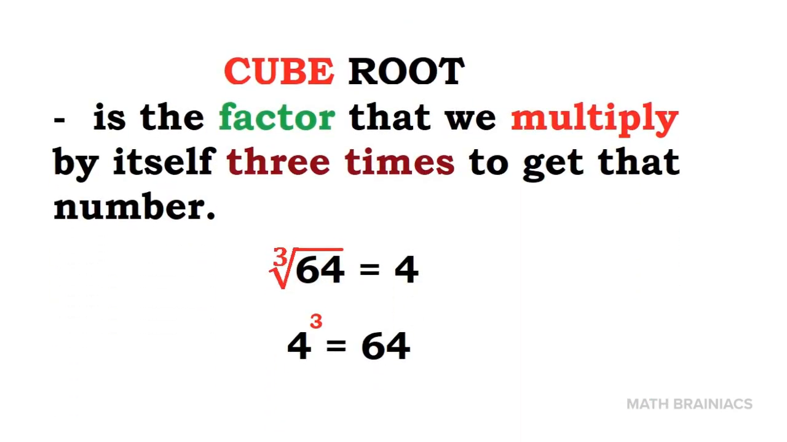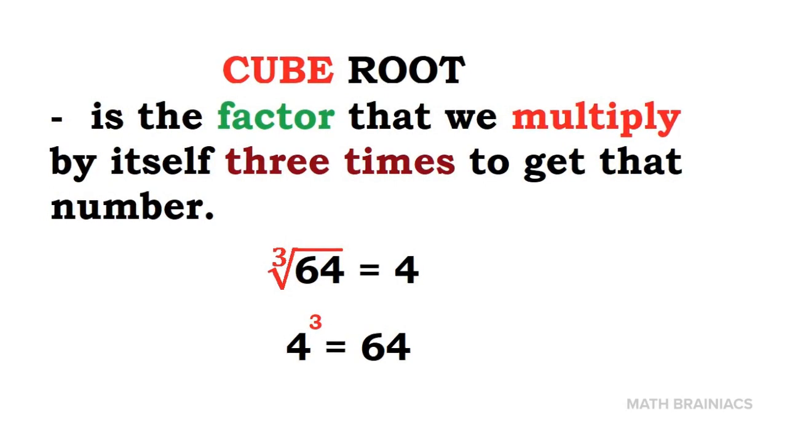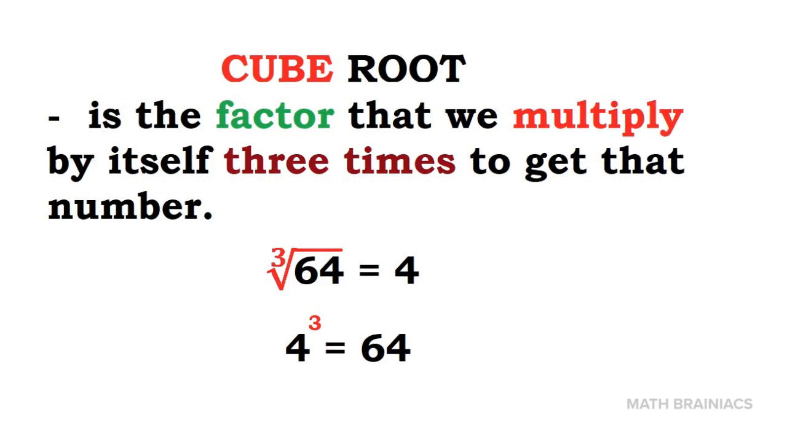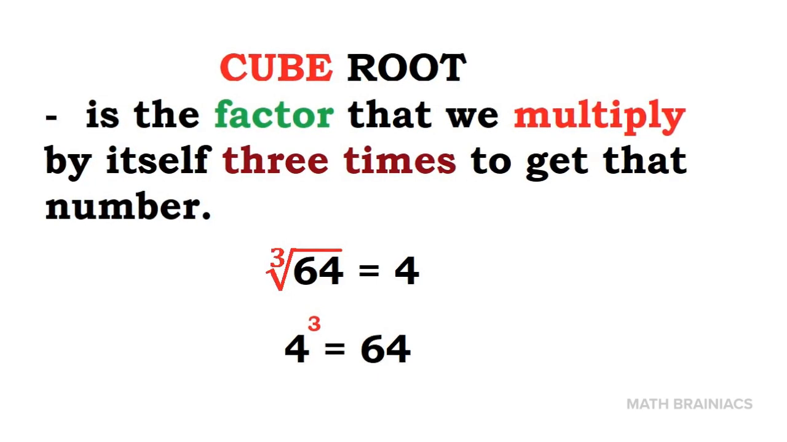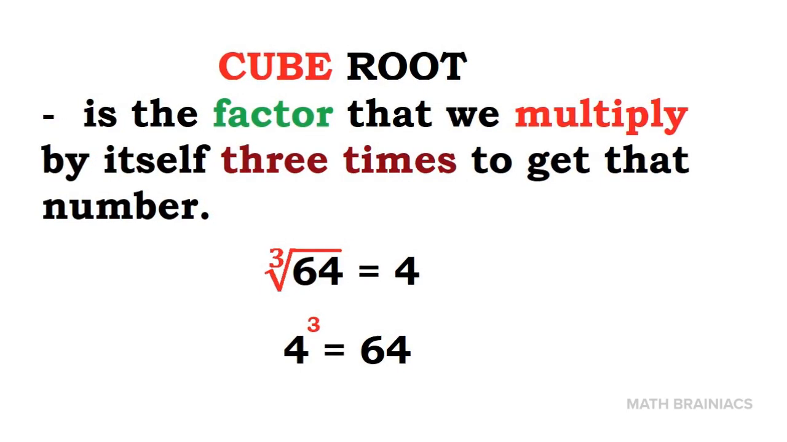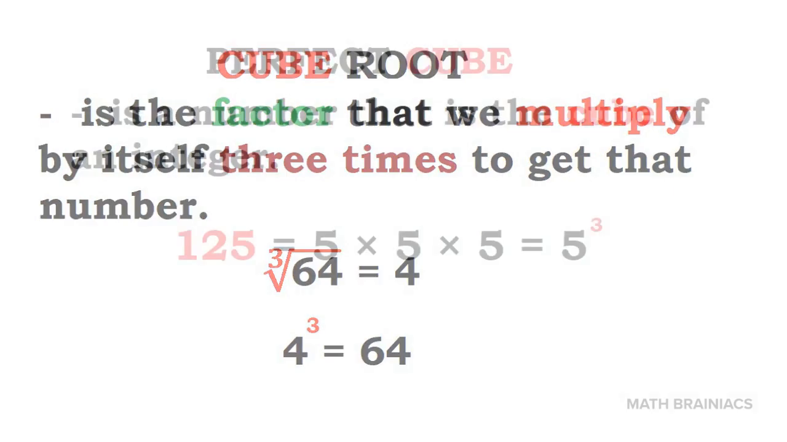Cube root is the factor that we multiply by itself 3 times so that we can get that number. For example, cube root of 64 is equal to 4. That means 4 cubed is equal to 64. 4 times 4 is 16, times 4 is 64. You're going to multiply the 4 3 times.